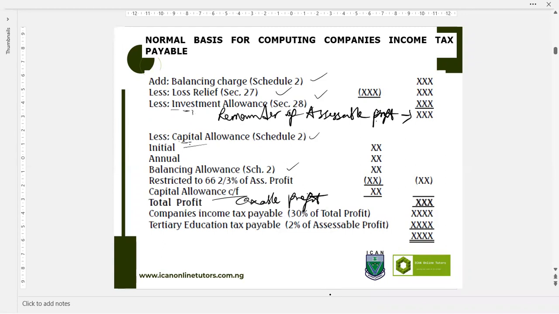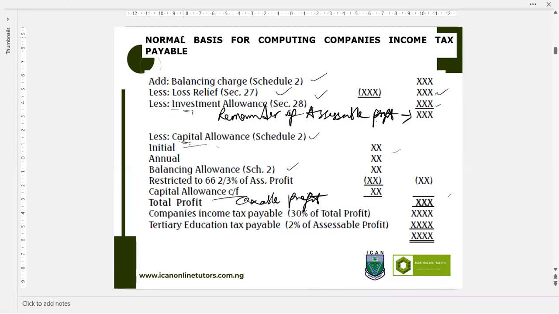So you adjust for your loss relief, then if you have remainder of assessable profit, bring it here, then you less investment allowance. Okay, then you deduct capital allowance and the likes. I want to believe you've taken capital allowances in this class. Yes, I can still remember.